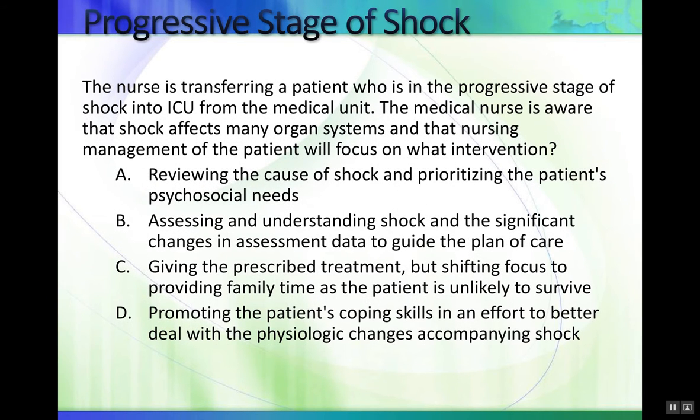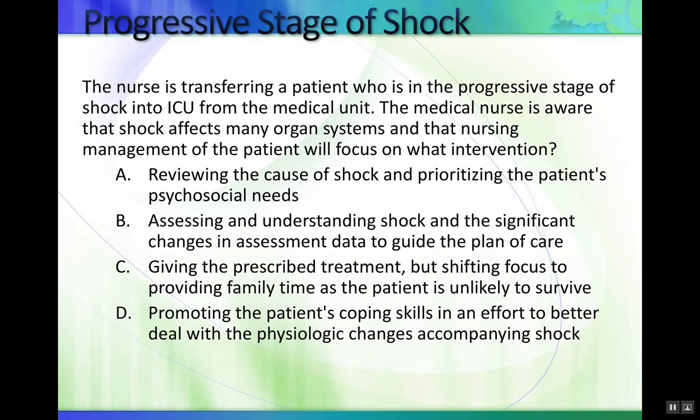As we get to the progressive stage, go ahead and look here. And this is in your book on page 290. So your nurse is transferring the patient who's in the progressive stage of shock into ICU from the medical unit. The medical nurse is aware the shock affects many organ systems and that nursing management of the patient will focus on what intervention? So basically it's going to be B.